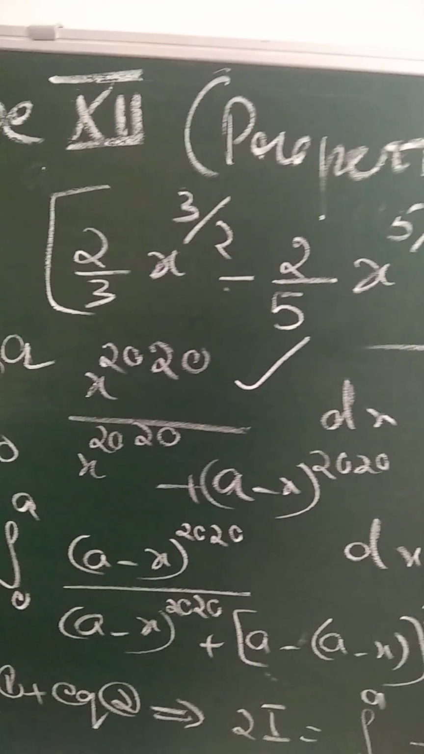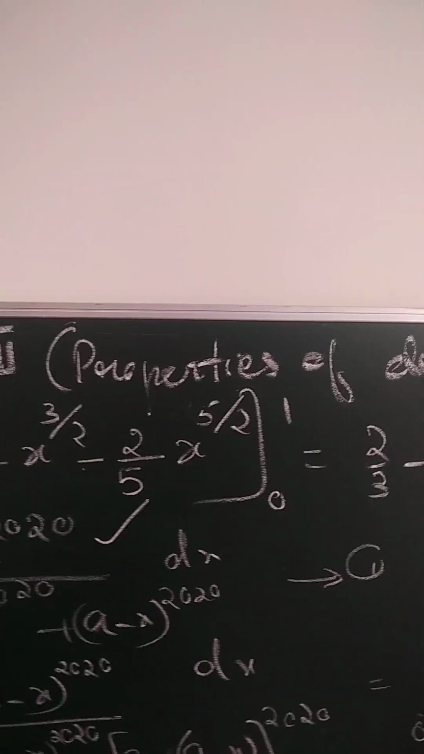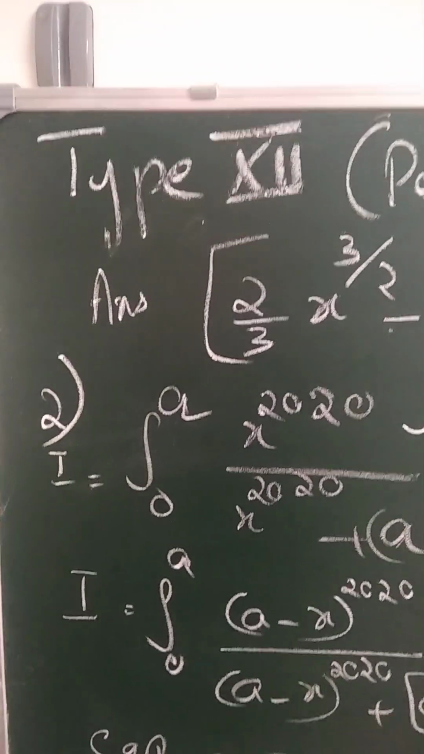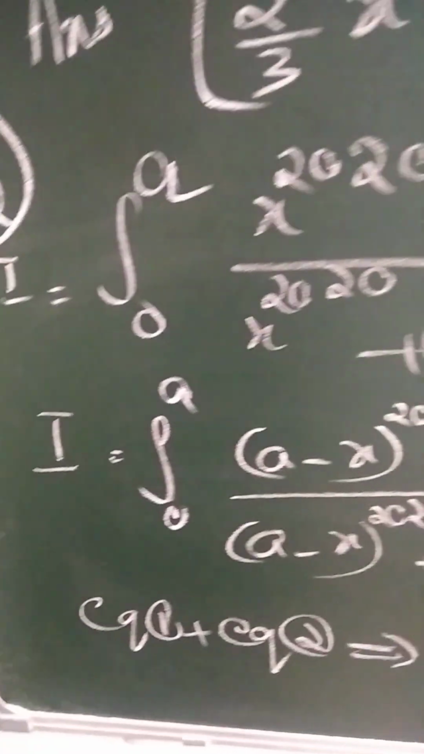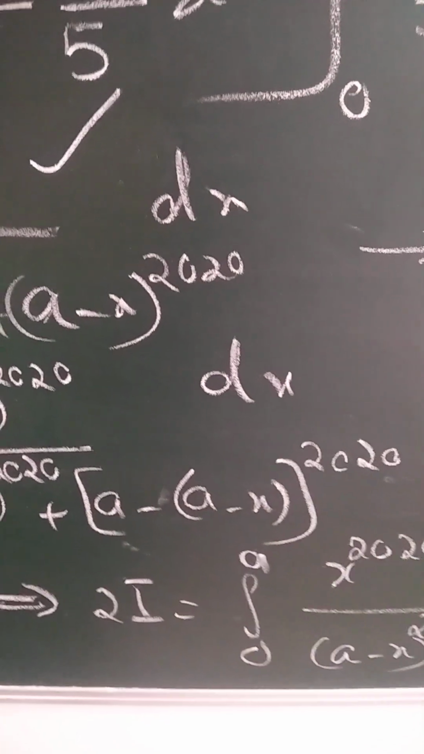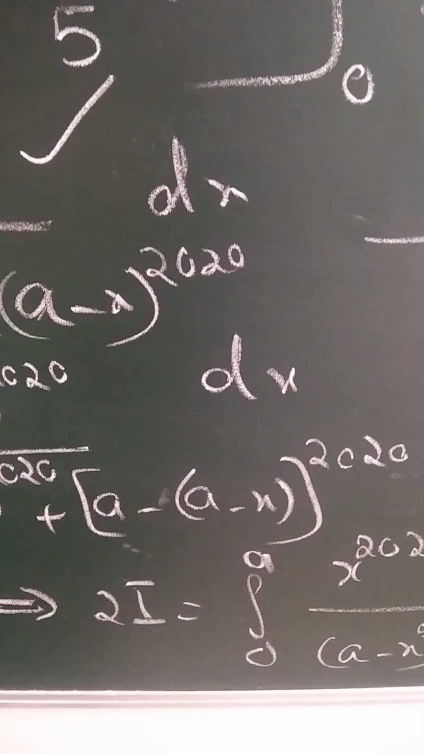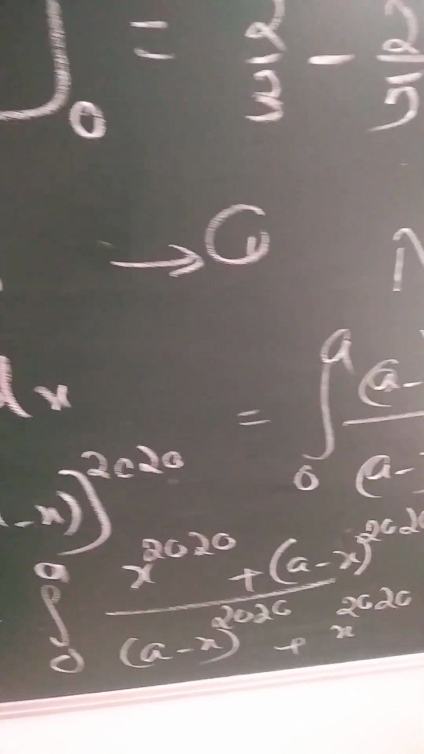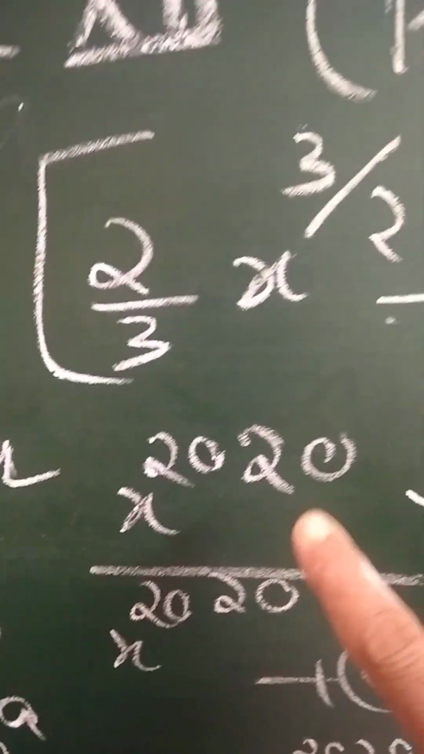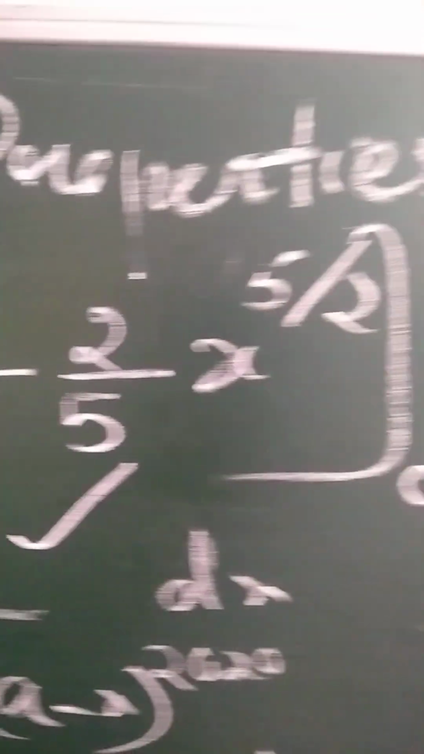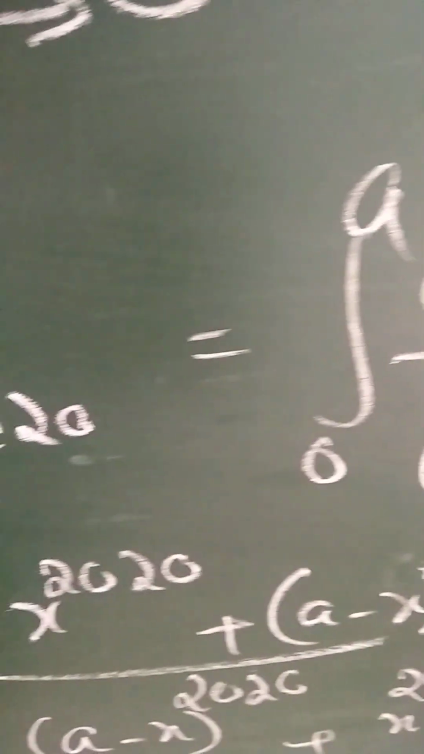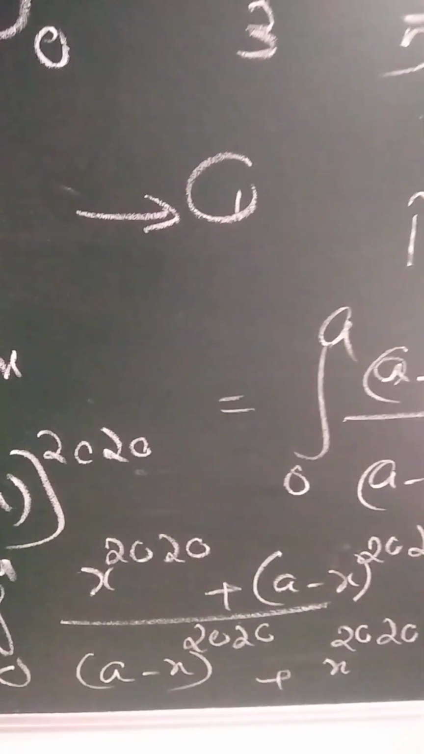If we observe equation 1 and equation 2, their denominators are the same and the limits are the same. Therefore, we add both equations 1 and 2. We get 2I equal to the integral from 0 to a. The denominator we can write first, and we add the numerators of both equations: x to the power 2020 and a minus x to the power 2020. Therefore, we got the sum like this after adding.